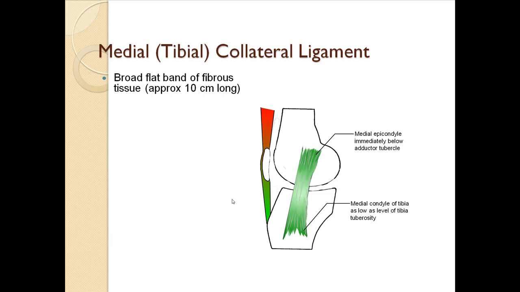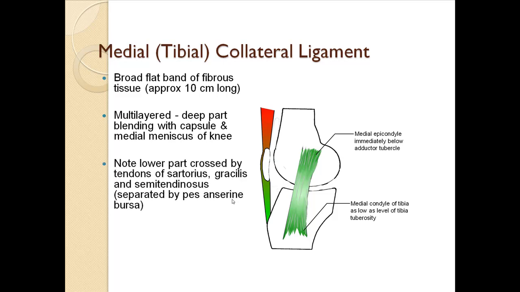The medial collateral ligament, the tibial collateral ligament, is a broad flat band. It's about as broad as three fingers, and it's around 10 centimeters long. It's multi-layered with the deep part of the medial collateral ligament blending with the capsule and blending with the medial meniscus of the knee.